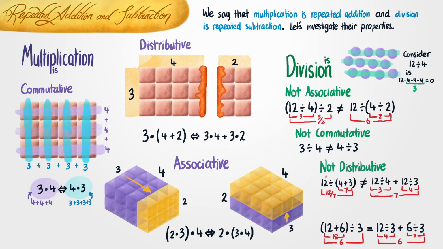If we try distributing from the left, we notice that everything just breaks. But if we try distributing from the right, it turns out that you can actually distribute division from the right. So division is technically not left distributive, but it is right distributive.